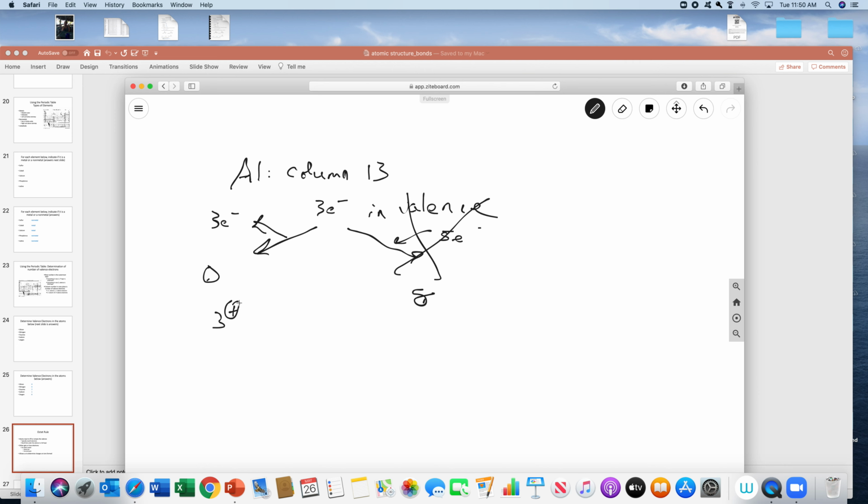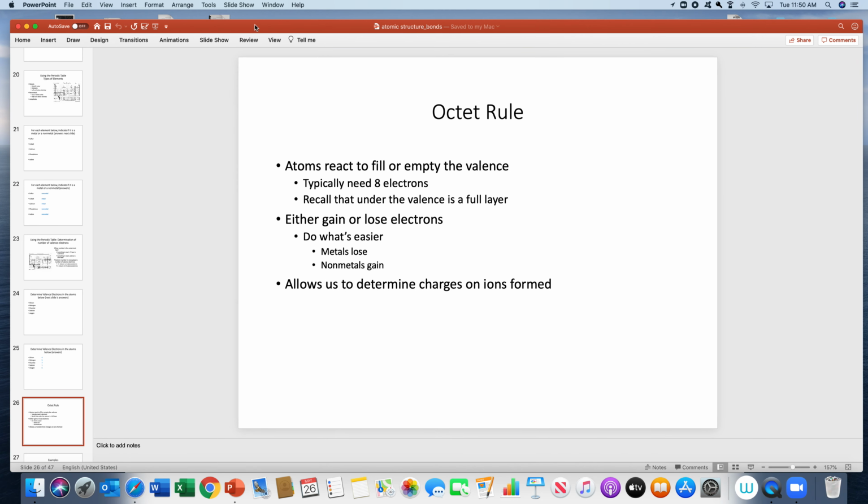If you want to remember a joke to help you remember it, 2 atoms go walking down the street. One atom says to the other, you know, I think I lost an electron back there. First one says, are you sure? The second one says, yeah, I'm positive.